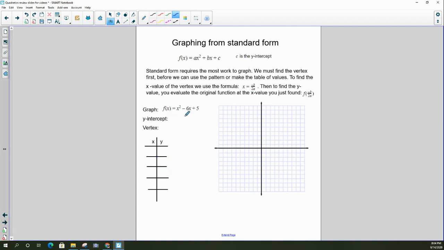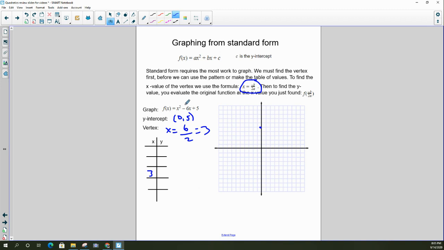All right, one more example. Here we have x squared minus 6x plus 5. Right away, I know that my y-intercept is 0, 5. 1, 2, 3, 4, 5. But I need to find my vertex. I'm going to use negative b over 2a. Now b is negative 6, so the x-coordinate of my vertex is positive 6, because negative times a negative is positive, over 2 times 1, which is 2. So that is 3. Now I need to put 3 in the middle of my table of values.